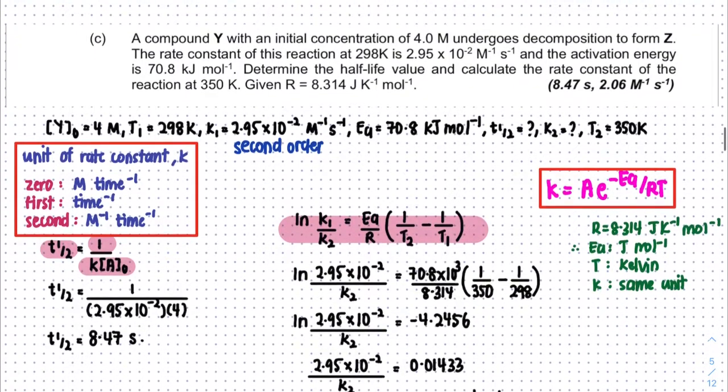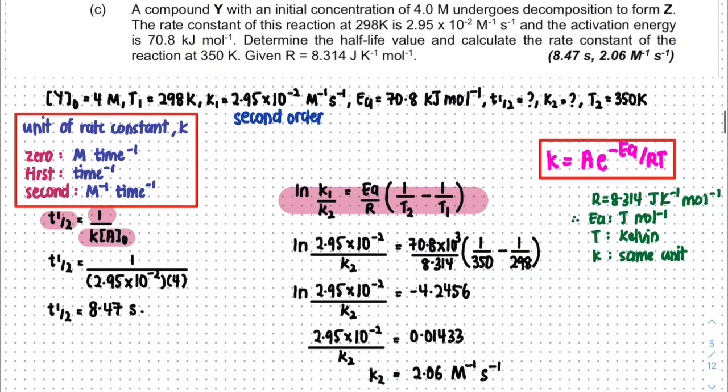The last question for this chapter 1. Here, a compound W with initial concentration of 4 molar undergoes decomposition to form Z. The rate constant at temperature 298 K is this, and the activation energy is 70.8 kJ per mole. Determine the half-life and calculate the rate constant of the reaction at 350 K. Given R, this is your gas constant.